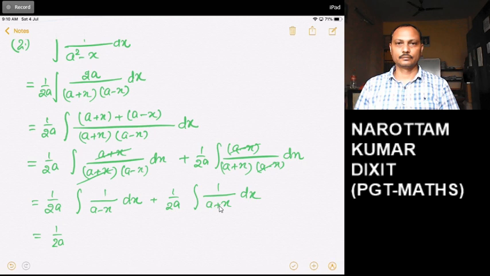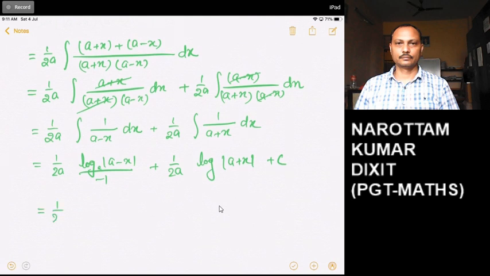So the integral of 1 upon x is log x. So here we can write it as log of mod of a minus x. But here the coefficient of x is minus 1, so a negative sign will come in the denominator. In the second term it is 1 upon 2a, and its integration will be log of mod of a plus x plus c.